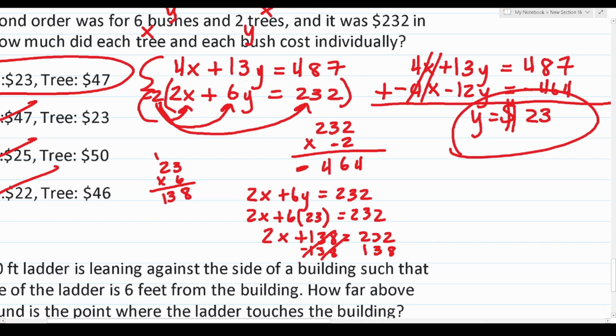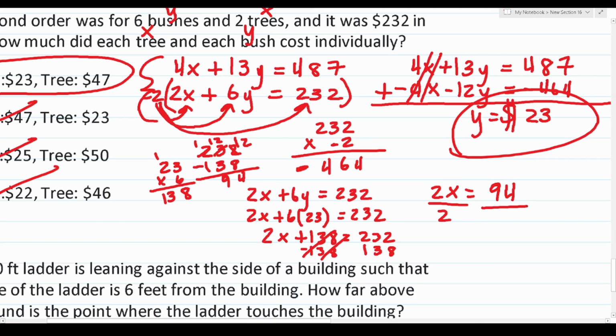This crosses out here, leaving you with 2x equals 232 minus 138. 2 minus 8 we can't do. We have to borrow. This becomes 2. This becomes 12. 8, 9, 10, 11, 12. So this is 4. 2 minus 3 we can't do. We have to borrow. This becomes 1. This becomes 12. 12 minus 3 is 9. And 1 minus 1 is nothing. So this is 2x equals 94.